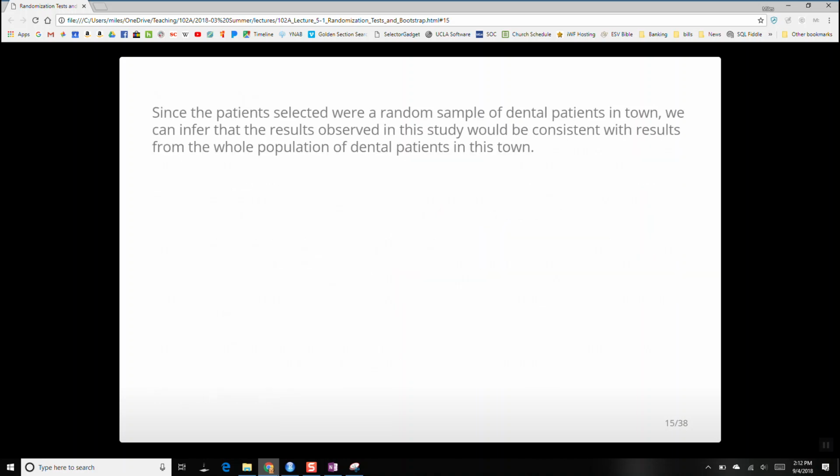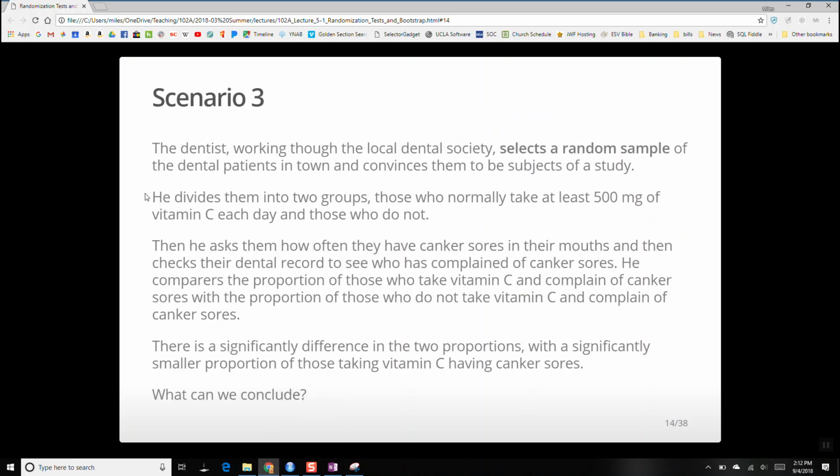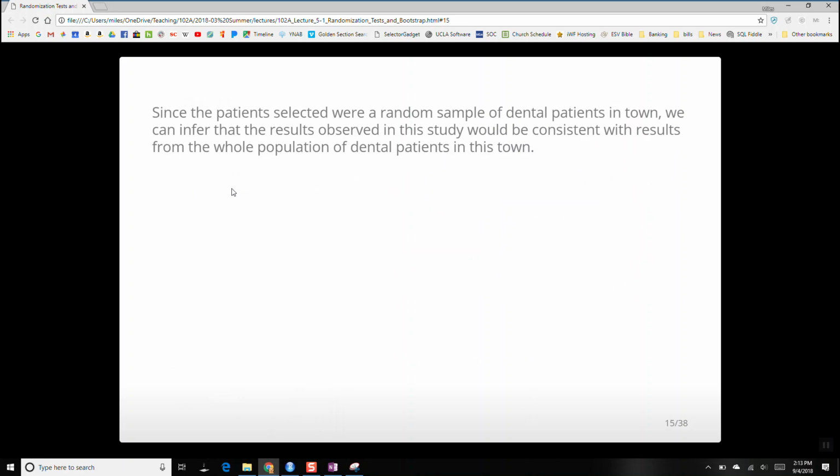The difference here is that because the patients were randomly selected, we can then generalize or infer that the results observed in this study would be consistent with the population, which would be all the dental patients in the town. Okay? So we selected them as a random sample of dental patients, so this can only be generalized to all dental patients in town, right? Which is not going to be the same as the whole town's population, right?